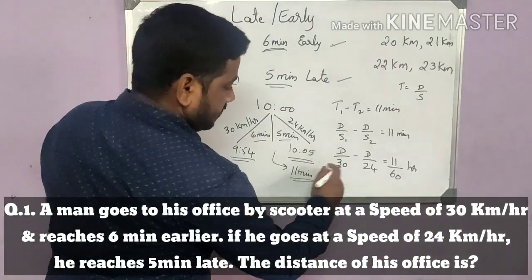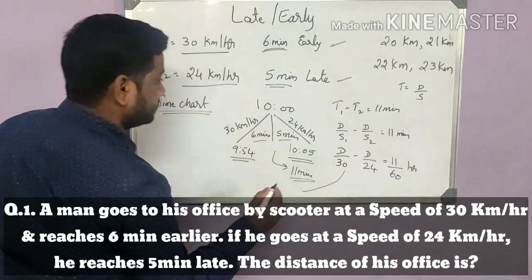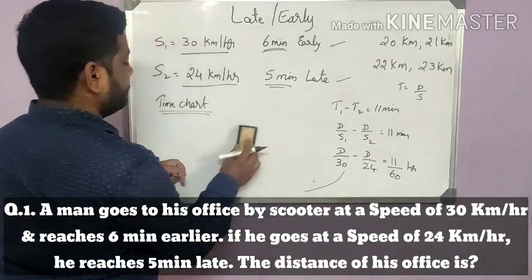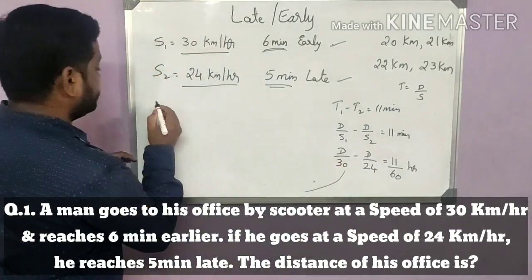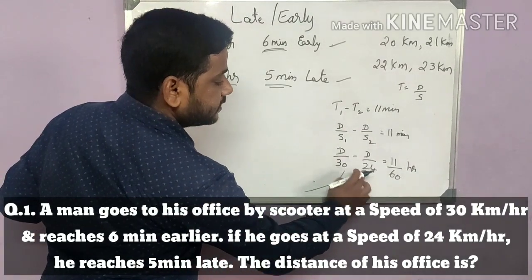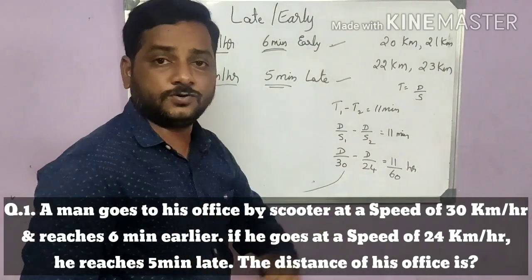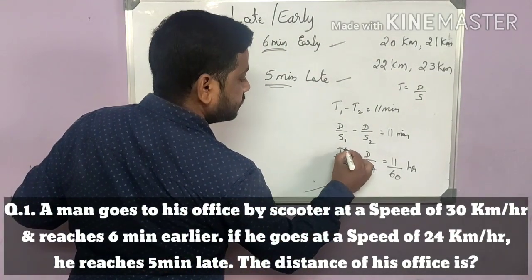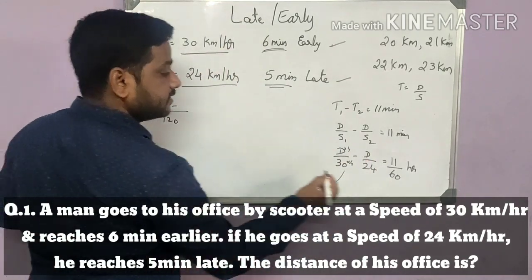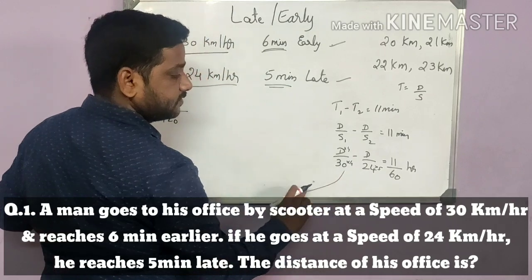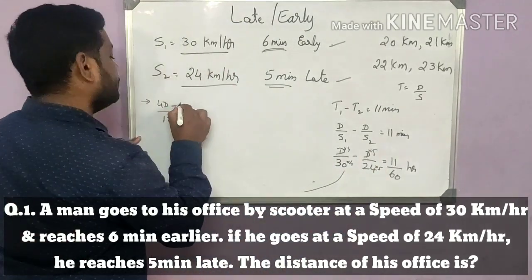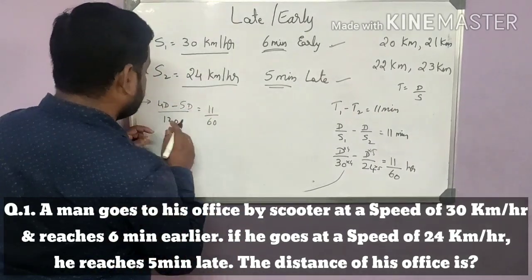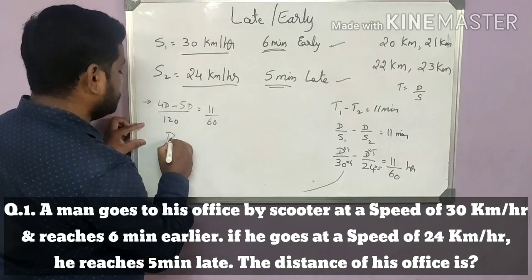Right. So now take the LCM of this. I will erase this and continue it here. So what is the LCM of 30 and 24? Let me take 120 as the common LCM here. 30 times 4 is 120, so we get 4D minus 24 times 5 is 120, so into 5 here. So it will be 4D minus 5D is equal to 11 by 60.